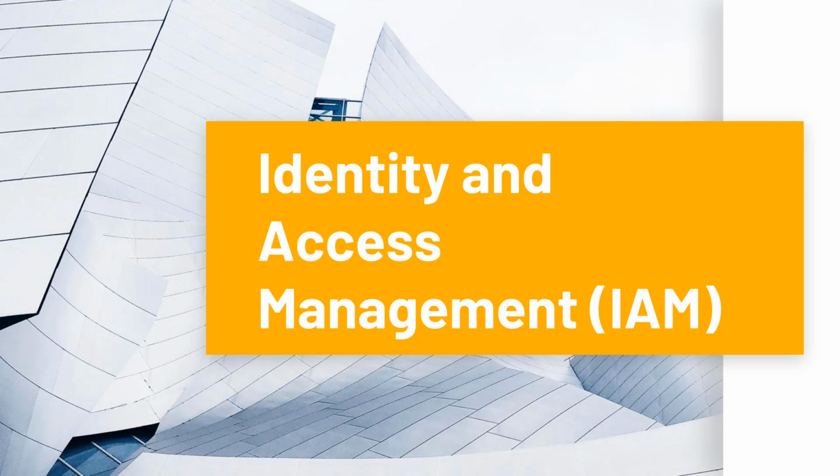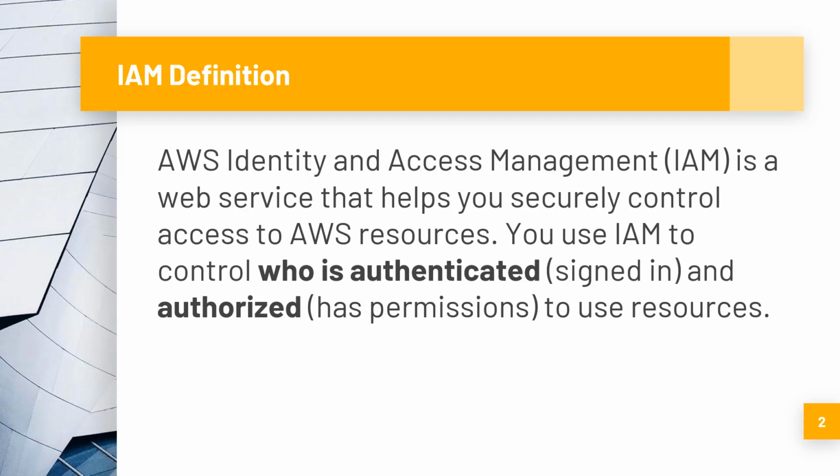Hello my friends. In this section we'll start looking at Identity and Access Management, or IAM, in AWS. AWS Identity and Access Management is a web service that helps you securely control access to AWS resources. You have different levels of resources on AWS, for example S3 buckets and EC2 instances, and you need an access mechanism as well as an authentication mechanism, and that is a role which is provided by AWS.